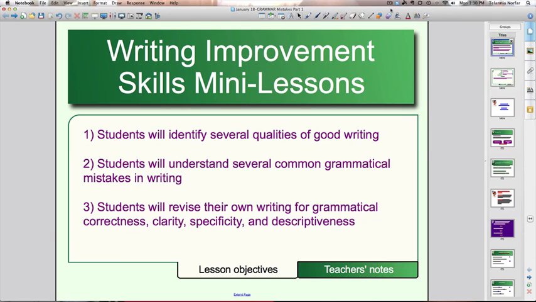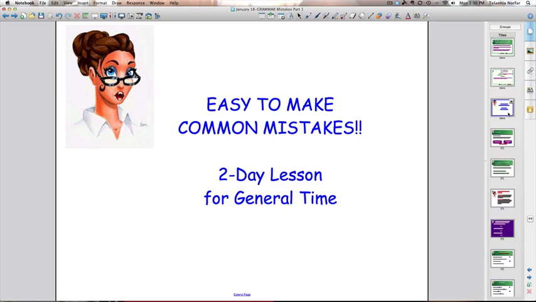Remember, we are working on improving our writing skills. Yesterday we worked on pronouns as well as who versus whom. We're going to continue to identify several qualities of good writing, understanding several common grammatical mistakes in writing, as well as revising our own writing. Today and tomorrow's lesson is courtesy of our very own Deidre Stafford. This is a two-part lesson. Again, it's easy to make common mistakes. Let's get started.